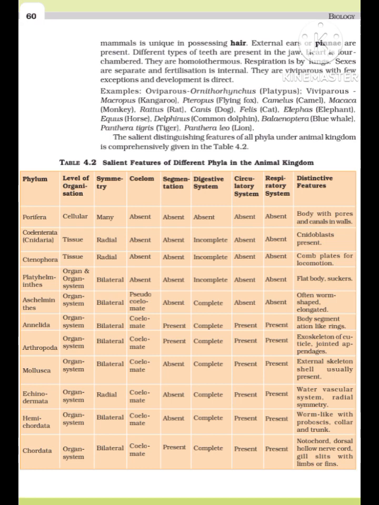Often worm-shaped, elongated. Body segmentation like rings. Exoskeleton of cuticle, jointed appendages. External skeleton of shell usually present. Water vascular system, radial symmetry. Worm-like with proboscis, collar, and trunk. Notochord, dorsal hollow nerve cord, gill slits with limbs or fins.